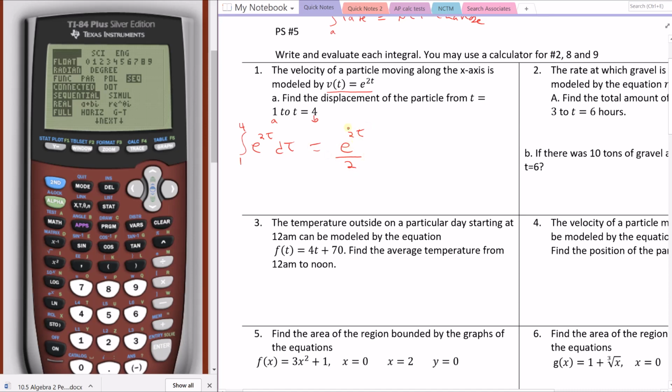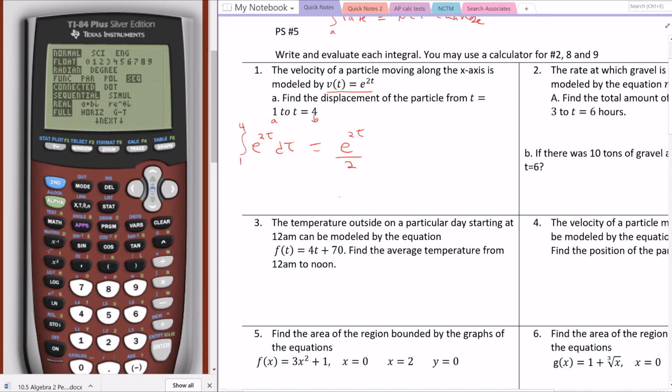How do I know this is the antiderivative? Well, let's just do this real quick. Let's take the derivative of this. I would get e to the 2t times 2, right? That's that u prime thing. And then it's all over 2. And so these 2's would cancel, and we would have that same thing that we have there, right? So that's how I know I have the correct antiderivative.